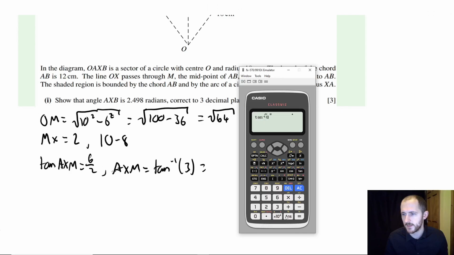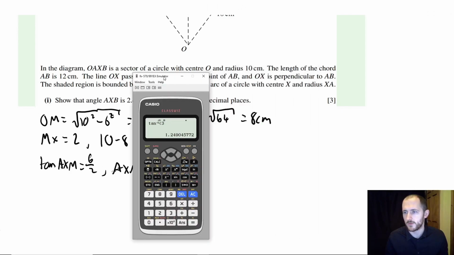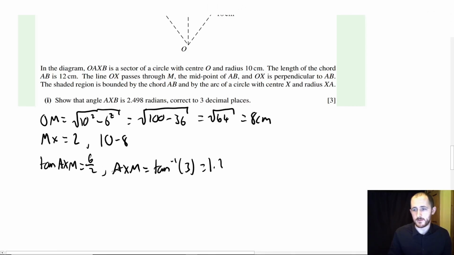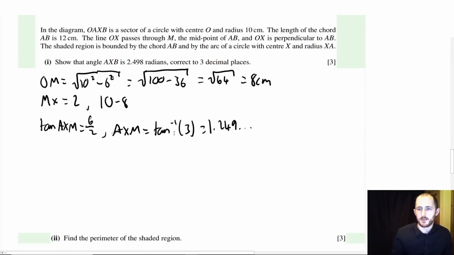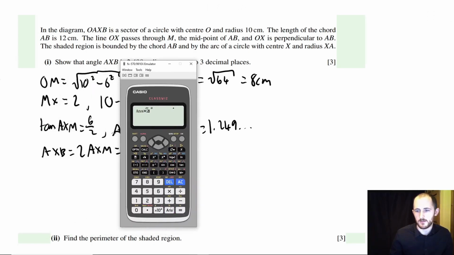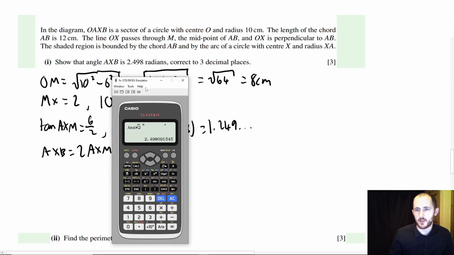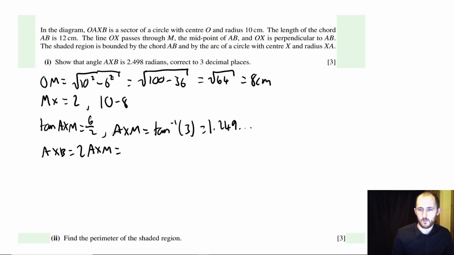Tan inverse 3, 1.249, and so on, because AXM is just this half of it, but again, we've actually bisected this thing because it's completely symmetrical. So if we want the full angle AXB, it's going to be twice that, right? Because it's the same on both sides. So AXB is equal to 2AXM. So if I just do 2 times answer, or answer times 2, 2.498 to 3 decimal places, which is exactly what they wanted.